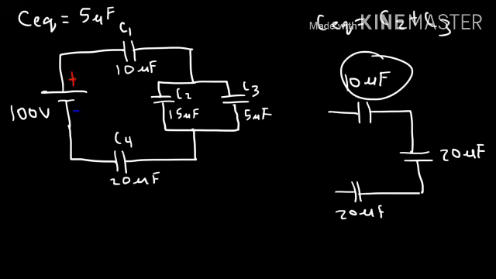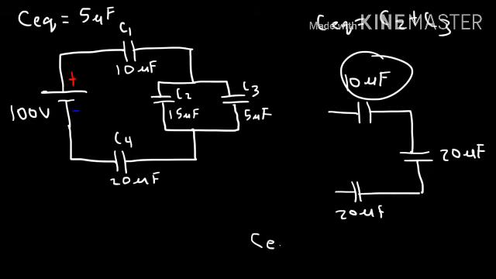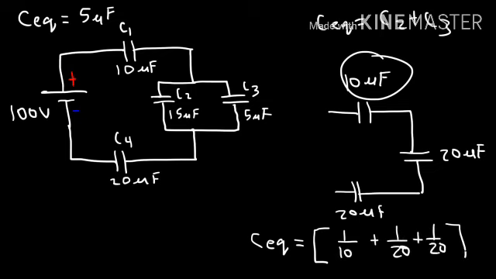So let's use it with these three capacitors in series. So the equivalent capacitance is going to be 1 over C1 plus 1 over C2 plus 1 over C3, raised to the minus 1. So 1 over 10 plus 1 over 20 plus 1 over 20, raised to the minus 1, that is equal to 5. Now if you don't have access to a calculator, here's what you need to do.